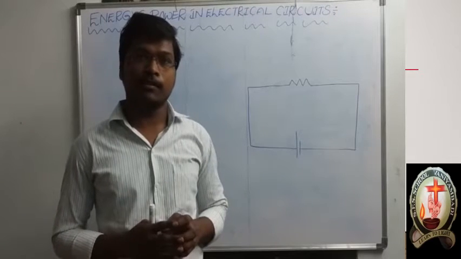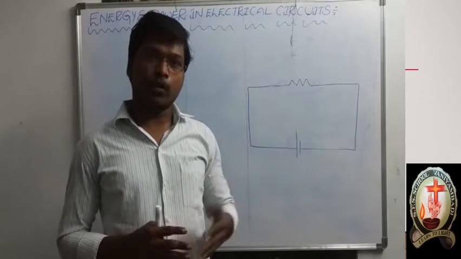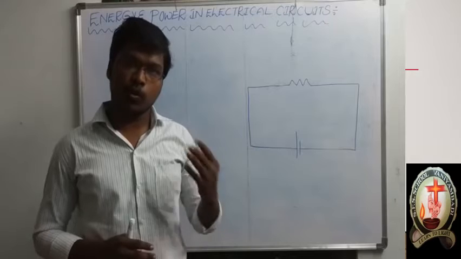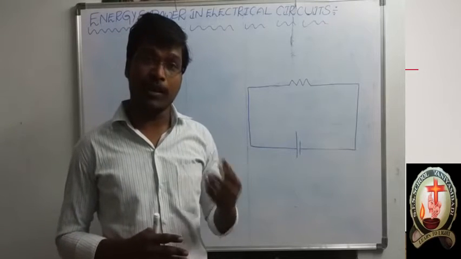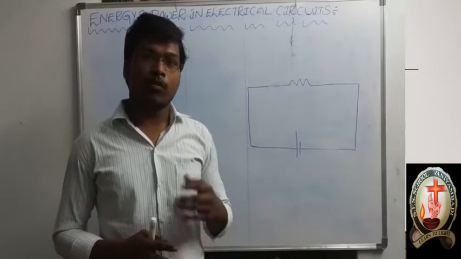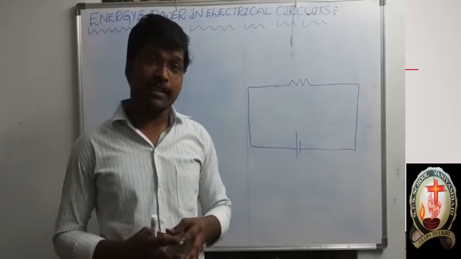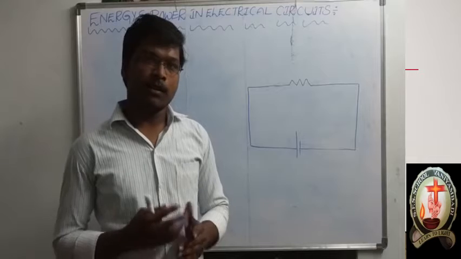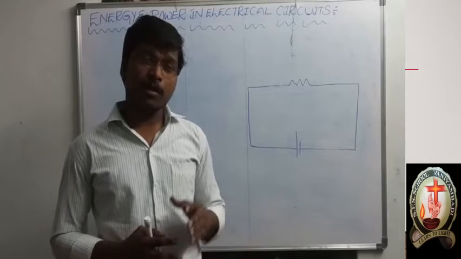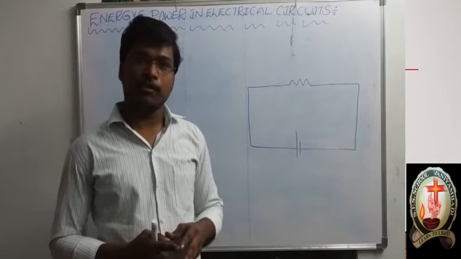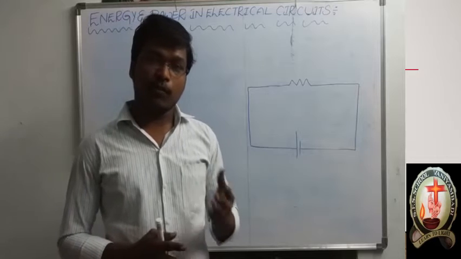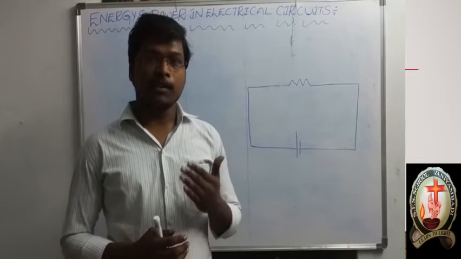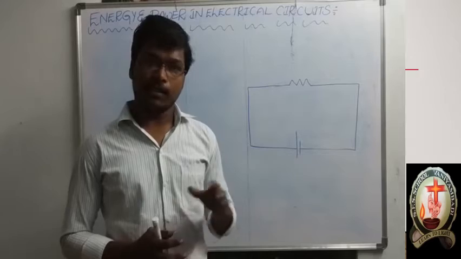The previous class was combination of resistors. Combination of resistors is of two types: one is the series combination and one is the parallel combination. What is the expression for resistors in series? R is equal to R1 plus R2 plus R3. And for the parallel combination, 1 by R is equal to 1 by R1 plus 1 by R2 plus 1 by R3. Yesterday we discussed this topic.